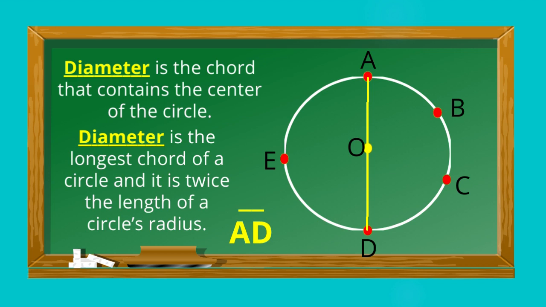And it is the longest chord. And the measure is twice the length of the circle's radius. So we have diameter AD or DA.